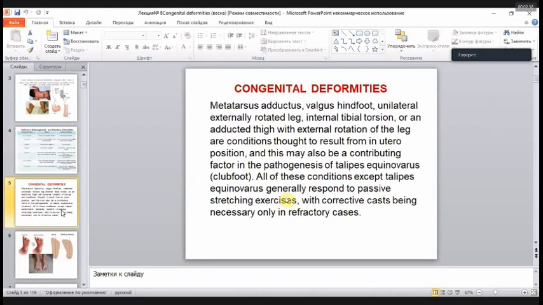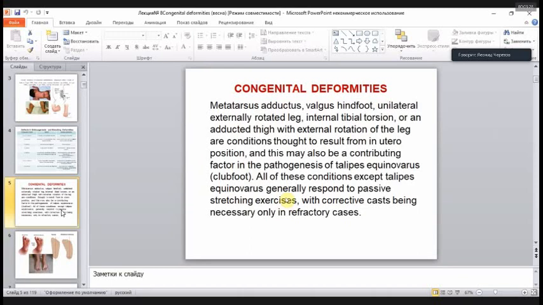Congenital deformities. Metatarsus abductus, valgus hindfoot, unilateral externally rotated leg, internal tibial torsion, or an adducted thigh with internal rotation of the leg are conditions thought to result from in utero position, and this may also be a contributing factor in the pathogenesis of Talipes equinovarus clubfoot.